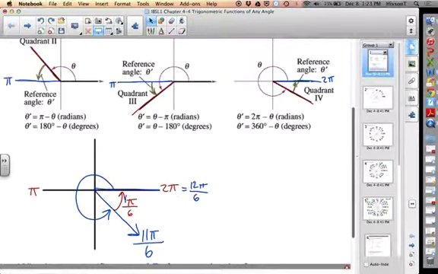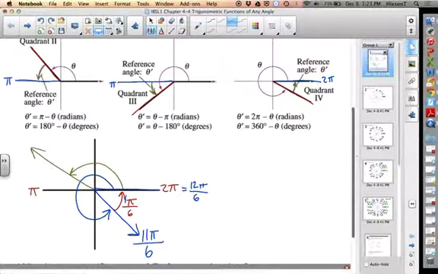Let's do a different color. Let's say I had this angle. Let's say I've got 160 degrees. What's this reference angle going to be? It'd be 20 degrees. In this case I'm in degrees, so that's 180 degrees, and I'm 20 degrees short. So my reference angle would be 20 degrees.